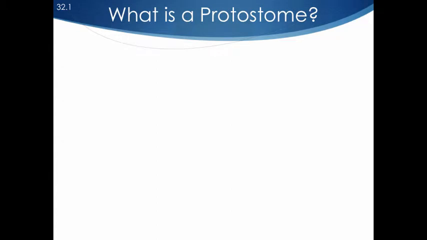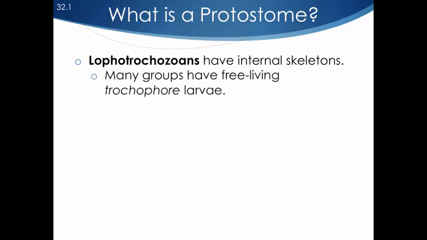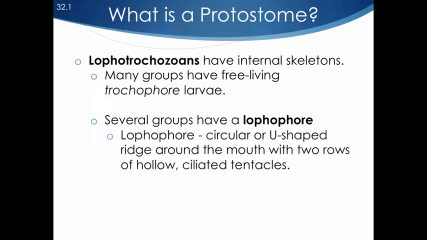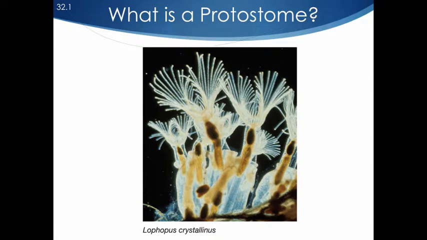Here are some characteristics of Lophotrochozoans. So they have internal skeletons, and many of them have free-living trochophore larvae. And several groups have a lophophore, which is a circular or U-shaped ridge around the mouth with two rows of hollow ciliated tentacles. So you can see here, these would be your hollow ciliated tentacles.